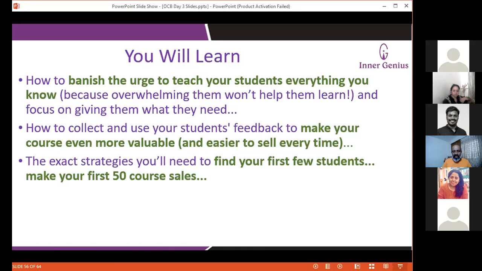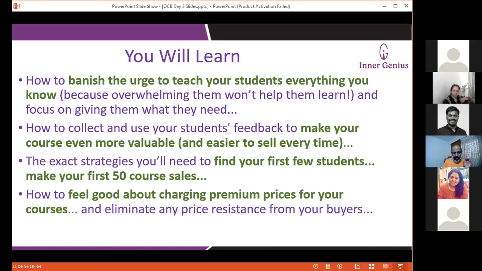The exact strategies you will need to find the first few students and then make your first maybe up to 50 course sales, right? So up to that, what we teach is going to be helping you in this course. Beyond that, the whole thing changes, and that's when the marketing machine gets into the picture. We will not be covering that in this course.